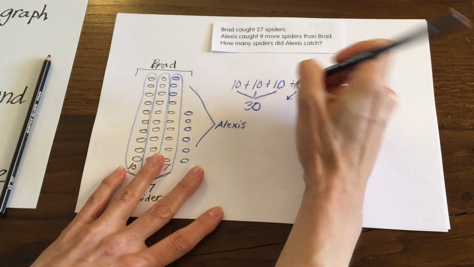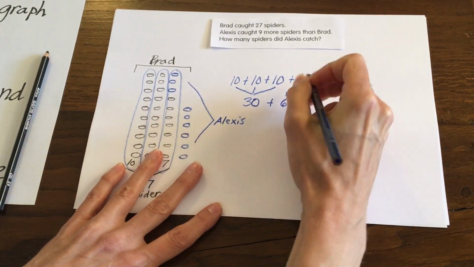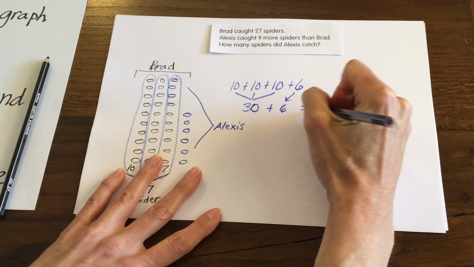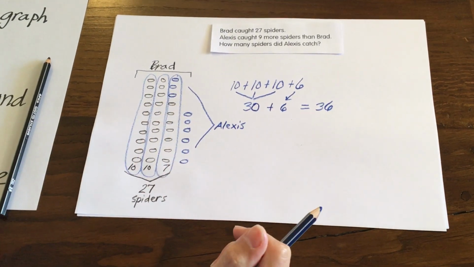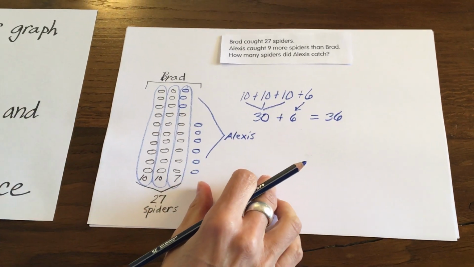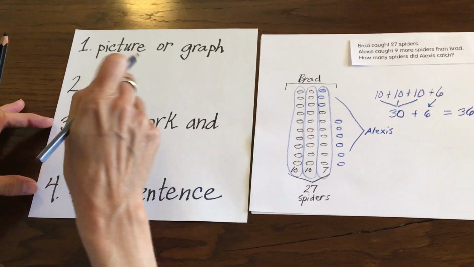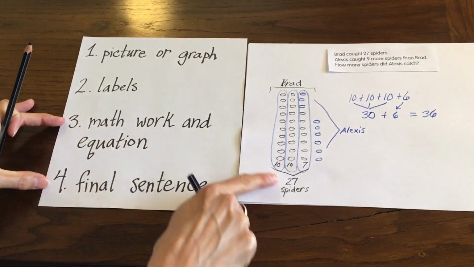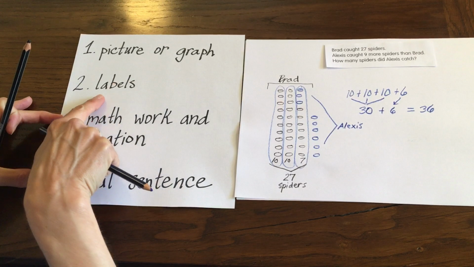Now we've got to put the 6 with it. 30 plus 6 equals 36. Let's see if I've got everything I need from my list. Have I got a picture or a graph? Yeah. Have I got labels?